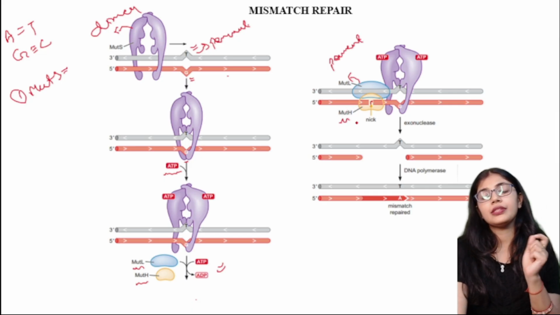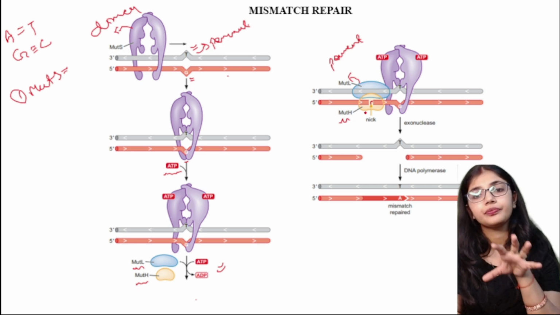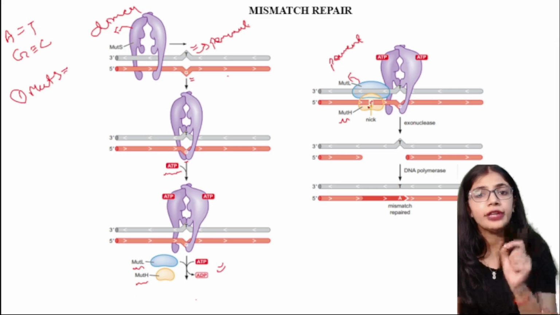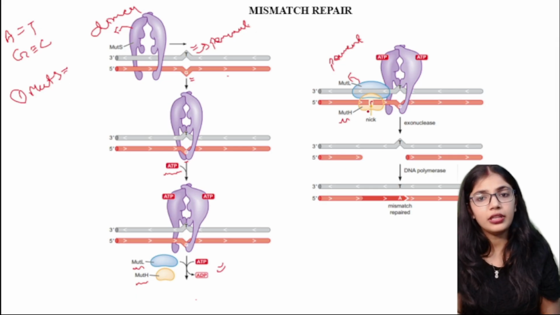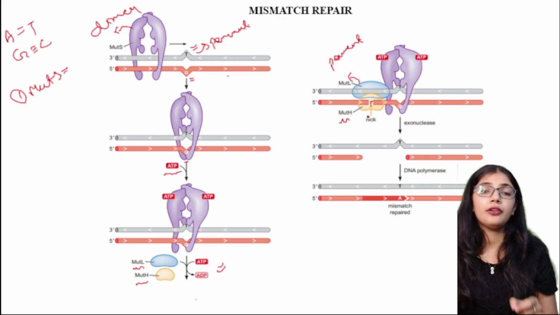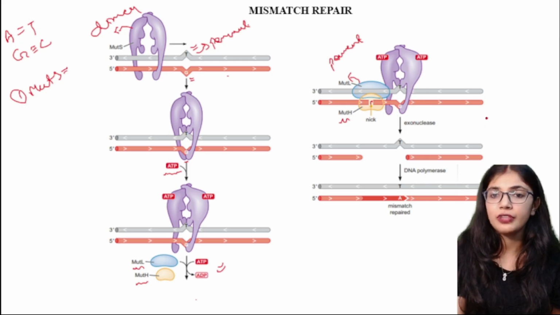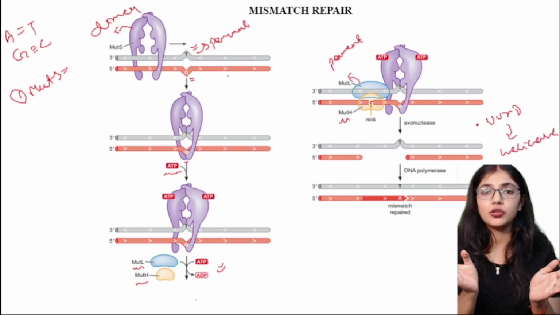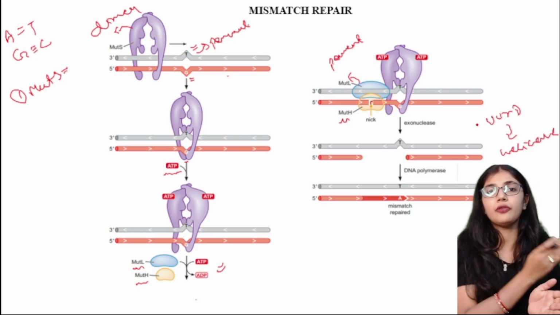and MUT-H binds near the daughter strand. It will do its work in the daughter strand. It will create the nick in the daughter strand. After the cut, there is requirement of another protein which is known as UVRD. This UVRD is a helicase. It opens the DNA so that the exonuclease can come and do its work.